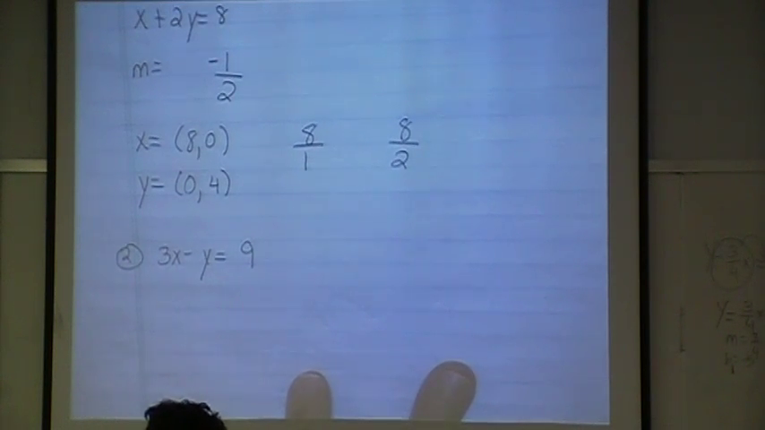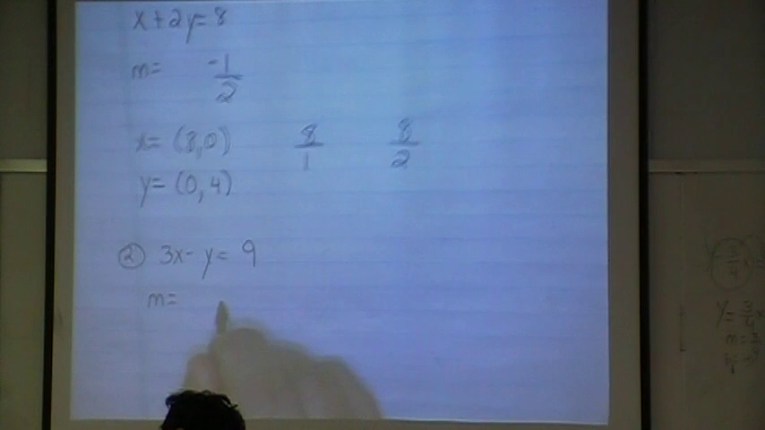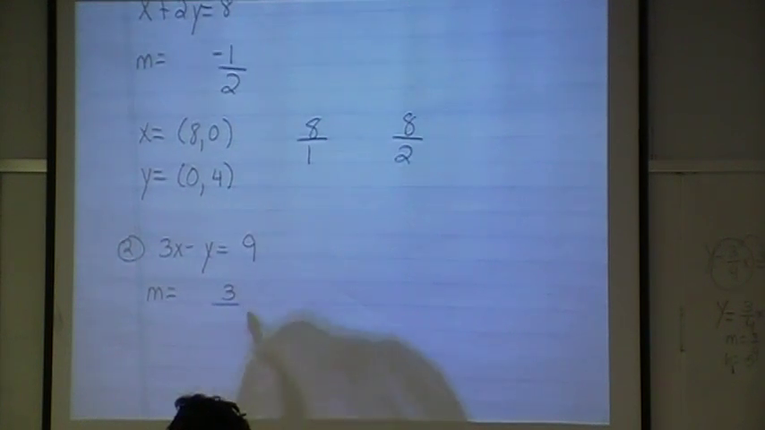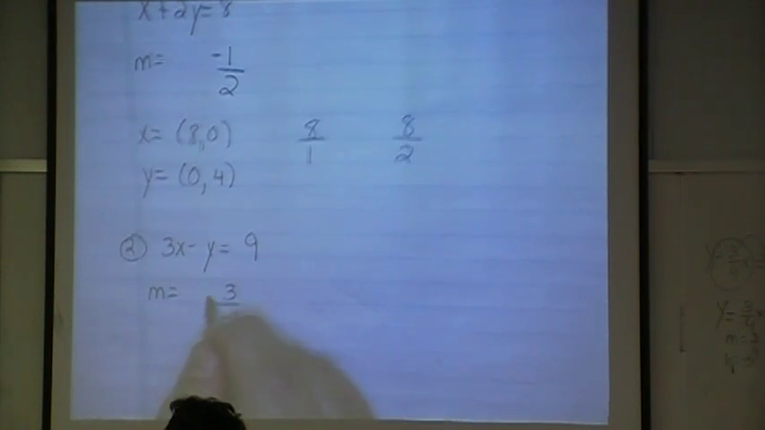Was this number 2? 3x minus y equals 9? Yeah, okay, then I do have the right paper in front of me. Alright, so slope, I'm going to go a little bit faster. X on top, y on the bottom. Change the sign of x.